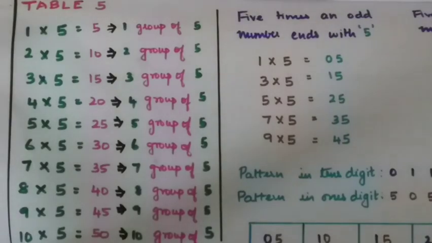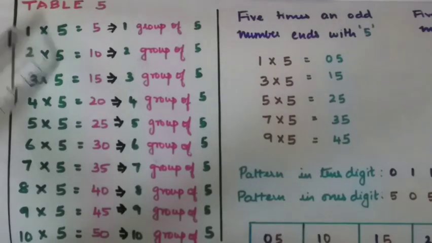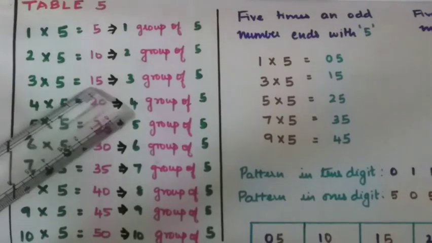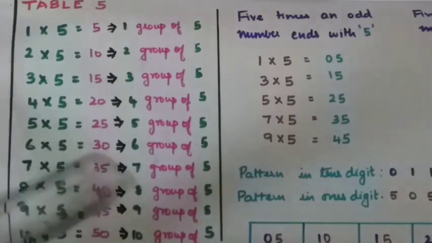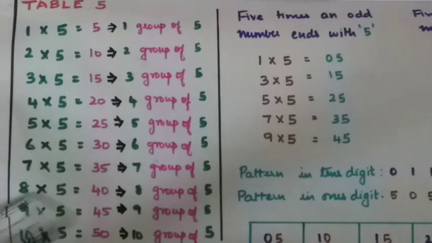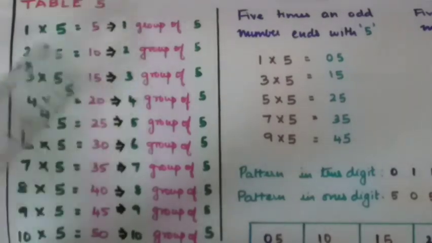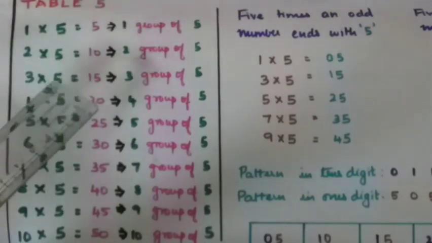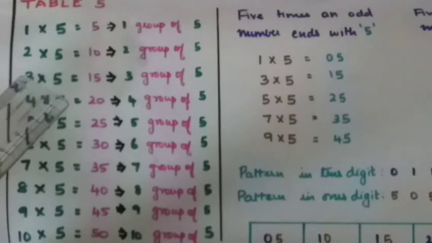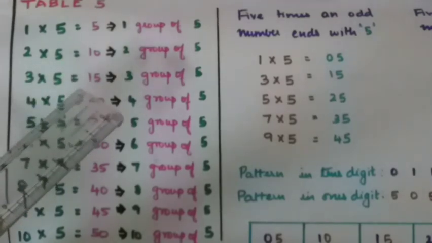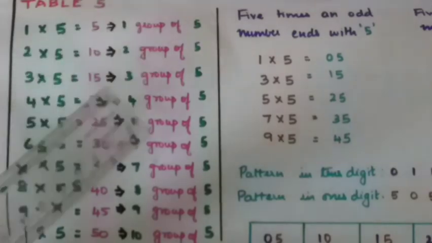Now let's see how a child needs to read table 5. 1 5s are 5, 2 5s are 10, 3 5s are 15, 4 5s are 20, 5 5s are 25, 6 5s are 30, 7 5s are 35, 8 5s are 40, 9 5s are 45 and 10 5s are 50. Here I have explained what each of the rows means. Let's take row 3 where 3 into 5 equals 15. This means there are 3 groups with 5 items in each group. So your child needs to be clear with this concept.